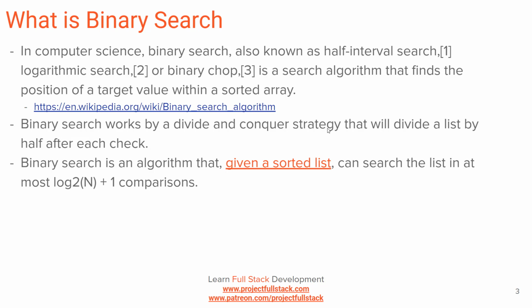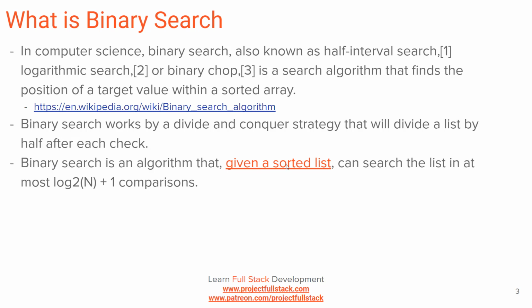It works by a divide and conquer strategy that will divide a list by half after each check. So each time we're going to basically take our whole list and make one comparison. Then, based on what we're searching for, if it's less than or greater than, we'll do some stuff, but we're dividing by half. On the second iteration, I've divided by half again, and half and half and half. So it works by reducing our search space by half every single computation, which means we can take extremely big search spaces, extremely big lists, and search them in a very fast way.